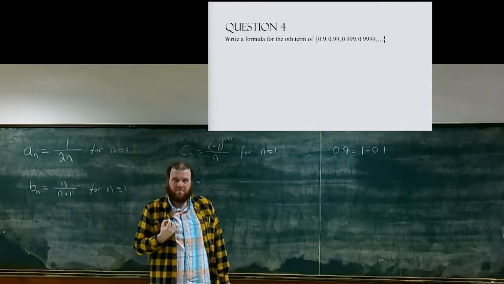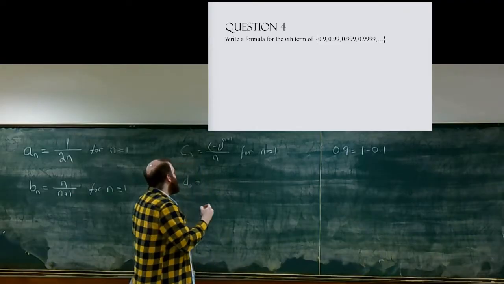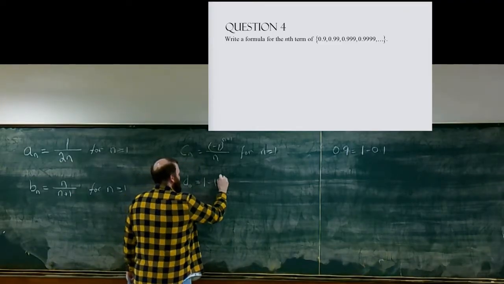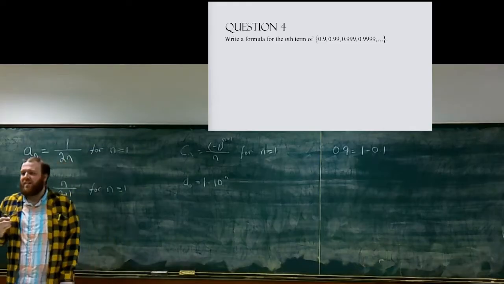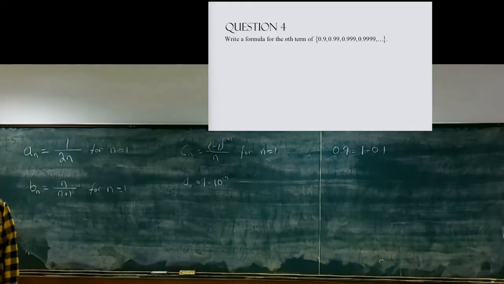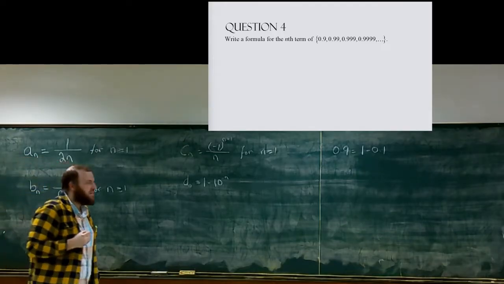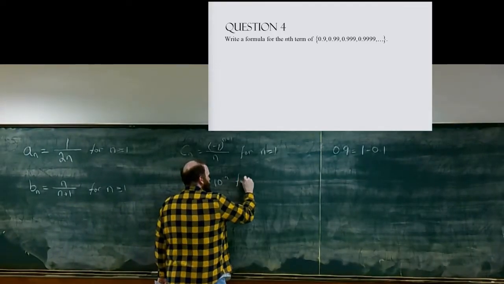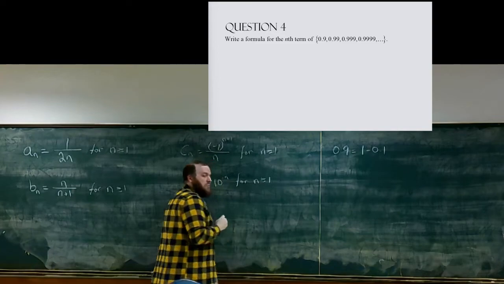Would it be 1 minus 1 times 10 to the negative n? You don't need the 1 in front of the 10 in that case. Right? It'd be an implied 1. Yeah, it's 1 minus 10 to the minus n, for n greater than or equal to 1.